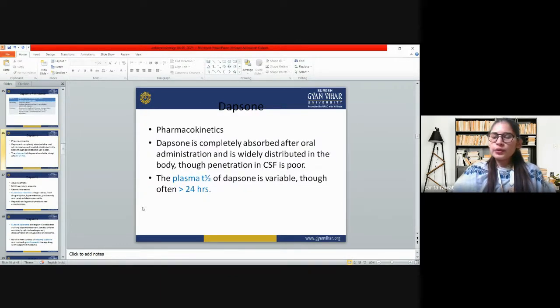Now, when we talk about dapsone, its pharmacokinetics include the following. Dapsone is completely absorbed after oral administration and is widely distributed in the body, though penetration into the CSF is poor, and the plasma half-life of dapsone is variable, often more than 24 hours.